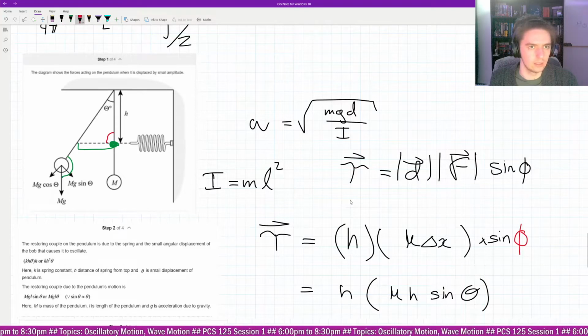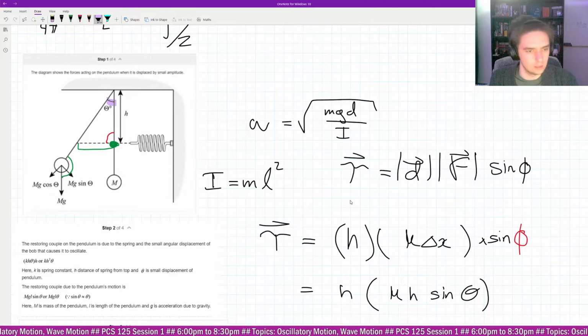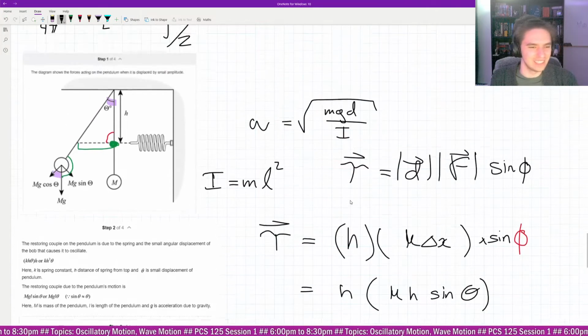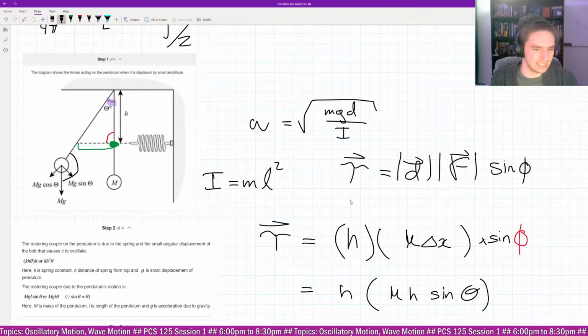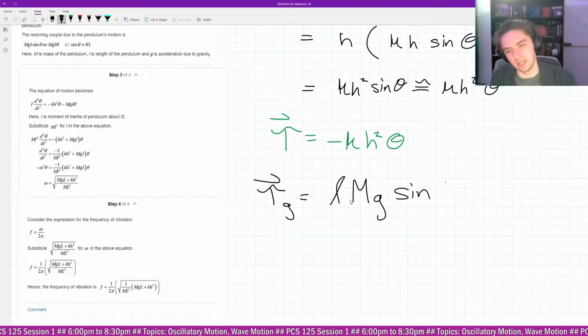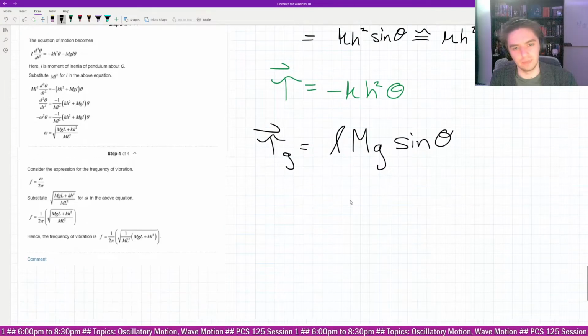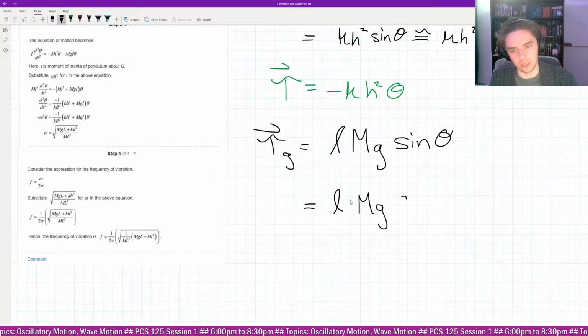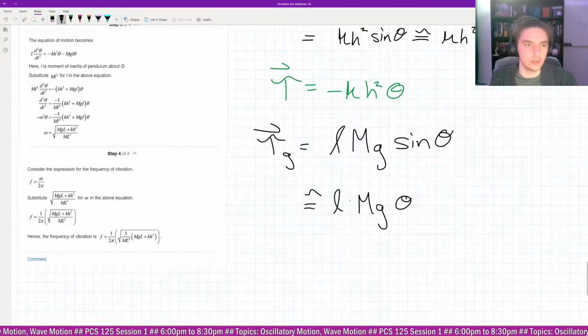I should draw here in a different color. This is theta, so this is also theta, right? Oh, no, that's still just theta, sorry, because I was measuring the wrong side. This is what I was measuring; this is actually what we want. So it's actually just theta. So we want mg sine of the angle between them, which is actually theta this time. So this should be L mg theta, approximately equal. So there's our two torques.